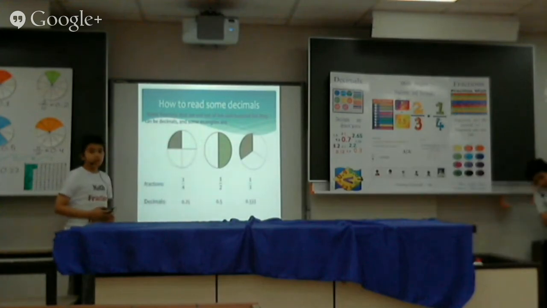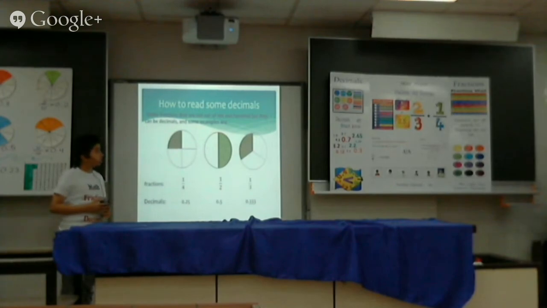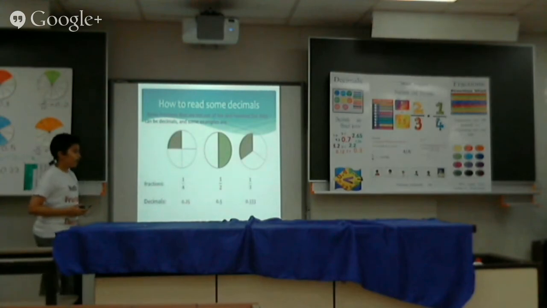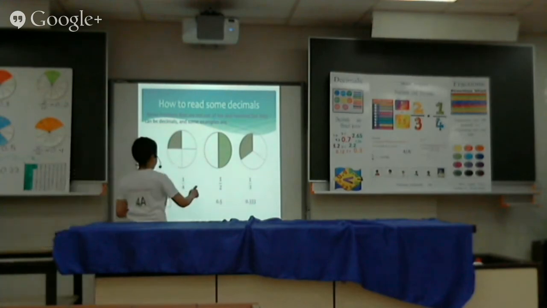How to read some decimals. Some fractions are not out of 10 or 100, but they can be decimals. Some examples are: 1 out of 4 equals 0.25, 1 out of 2 equals 0.5, and 1 out of 3 equals 0.333.